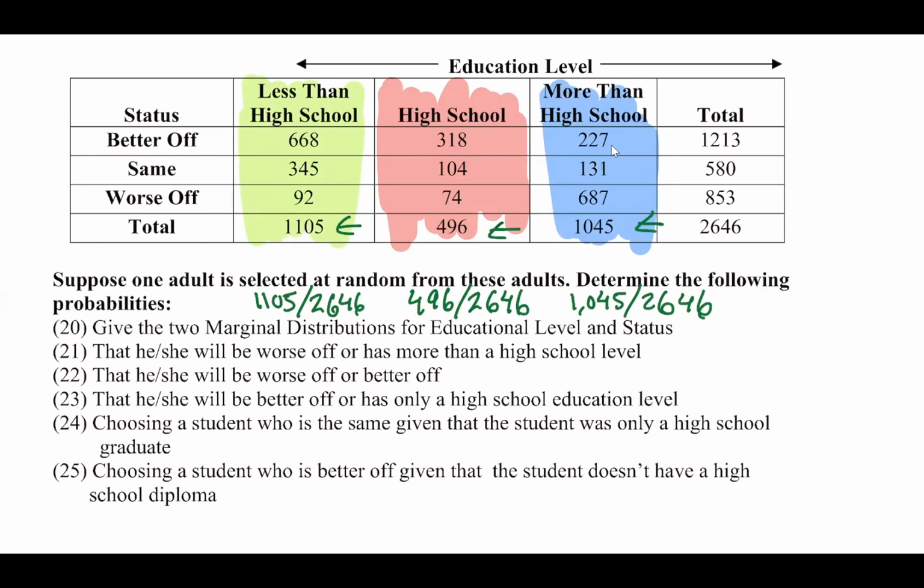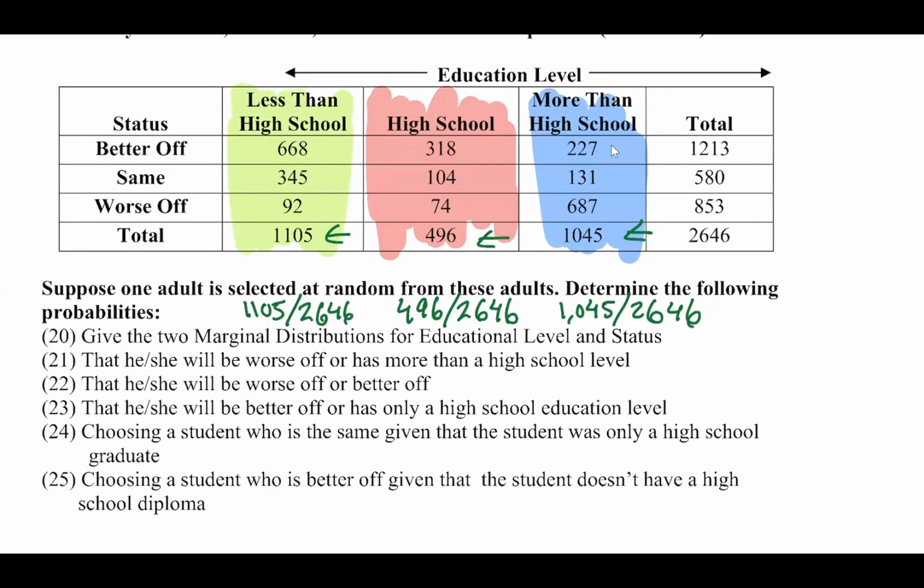If you look at this one, they say give me two marginal distributions. So either one of those probabilities will suffice as a marginal distribution. Any question in regard to the marginal distribution for education level? All right, so they also want the marginal distribution of status.